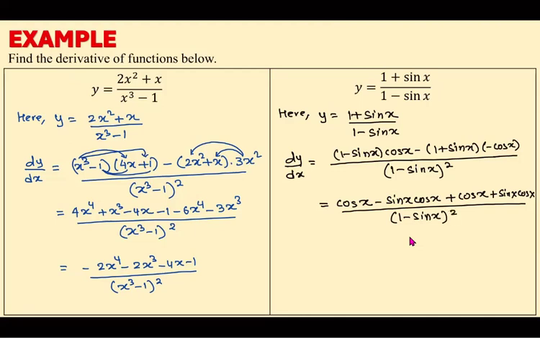And if you look at the numerator, two terms have opposite sign and they get cancelled. And we are left with, in the numerator, cosine x plus cosine x, 2 cosine x, and in the denominator, 1 minus sine x quantity squared. So that's how we can use the quotient rule to find the derivative of trig function, which is given here.